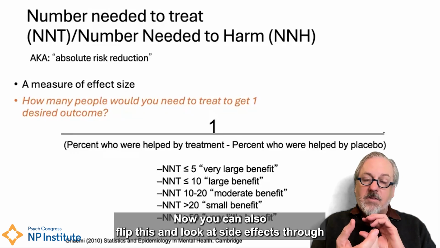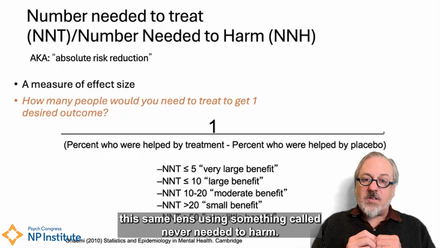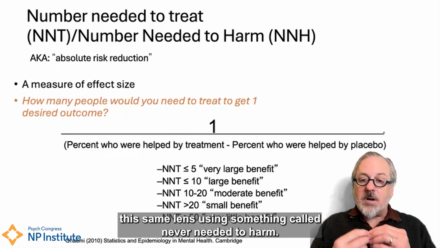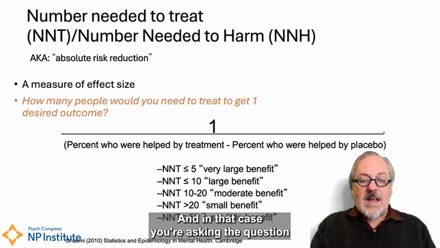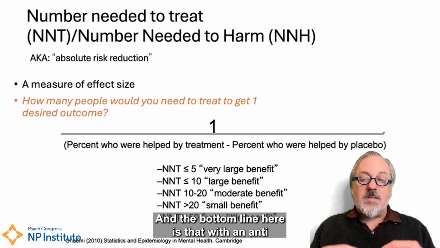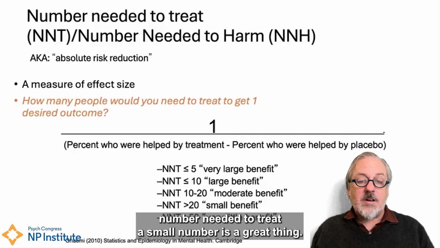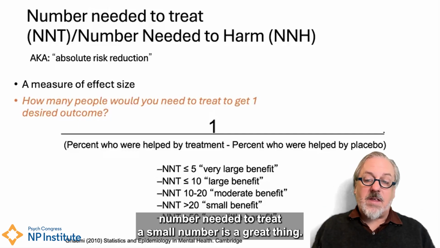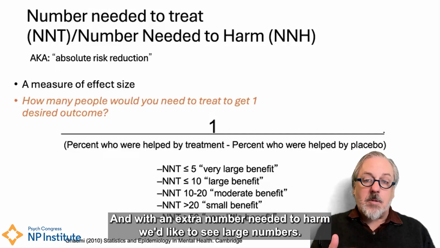Now, you can also flip this and look at side effects through this same lens using something called number needed to harm. In that case, you're asking the question, how many people would I need to treat until I saw this side effect or this harm? And the bottom line here is that with NNT, number needed to treat, a small number is a great thing. And with NNH, or number needed to harm, we like to see large numbers.